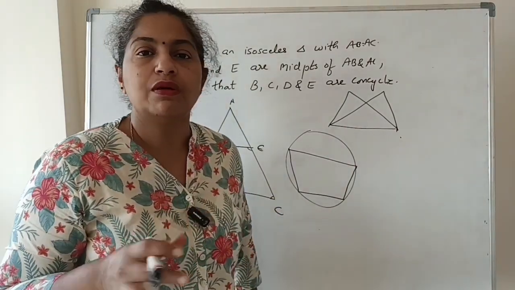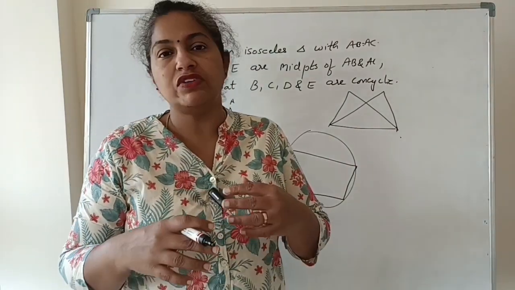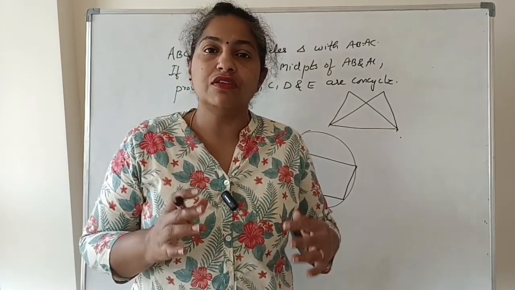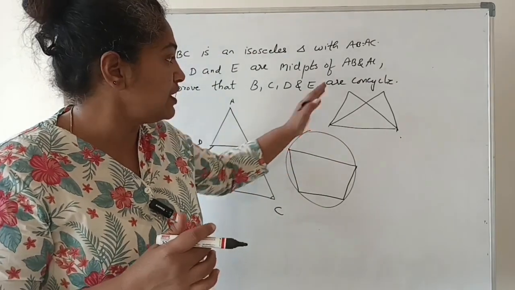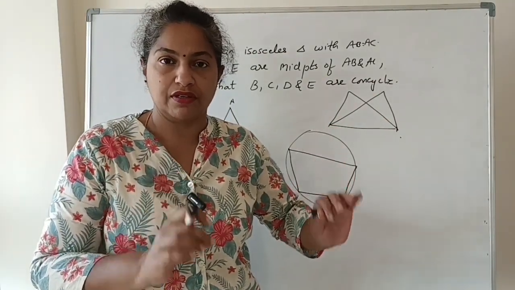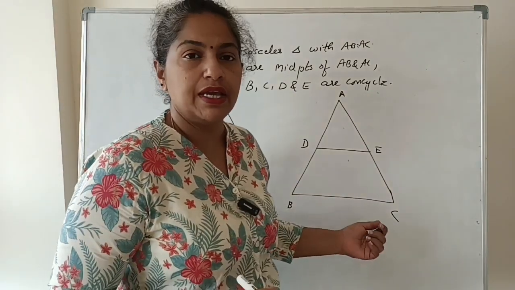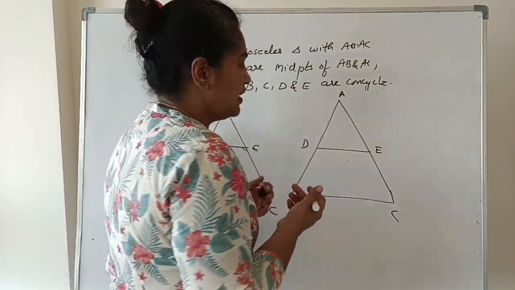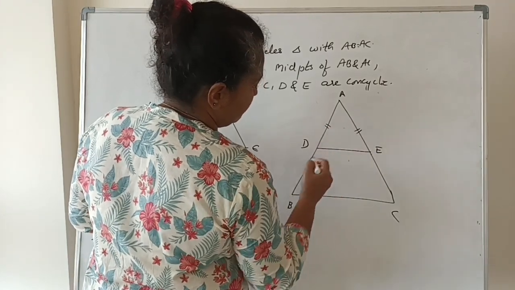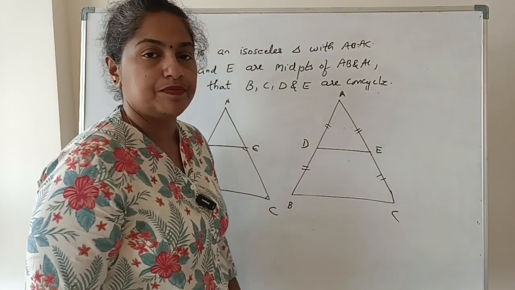Now, we will do the sum using both the methods. You can follow whichever method you want, whichever you feel comfortable with. So, let us start with the first one, which is using the concept of concyclic points only. I have drawn the diagram again. You know AB is equal to AC and D and E are the midpoints. So, this part is equal to this part and this part is equal to this part.